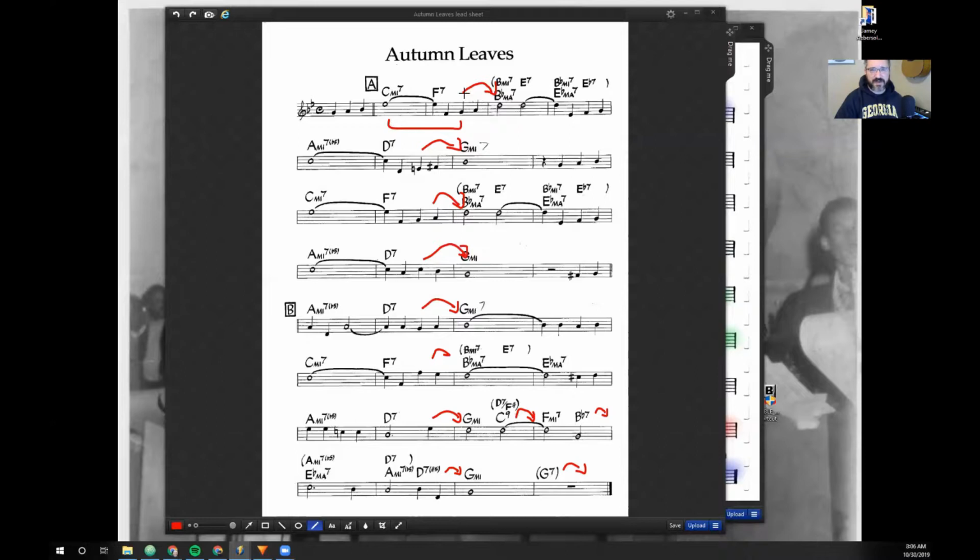Bracket 2 to 5, and then arrow 5 to 1. So you can see this whole tune is made up of 2 5s.